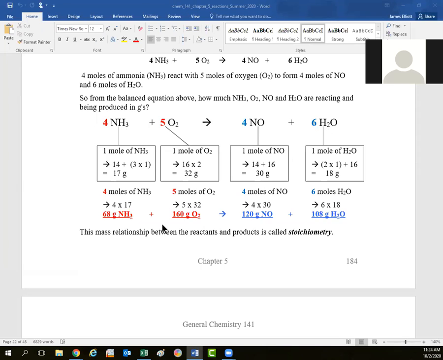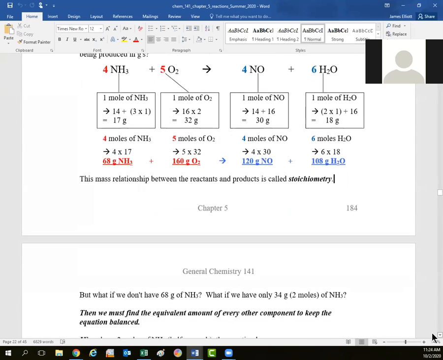Notice also that the total mass that goes into the reaction is equal to the total mass that comes out of the reaction, 228 grams. Just as we talked about in chapter 1, we've got conservation of mass with these balanced equations.